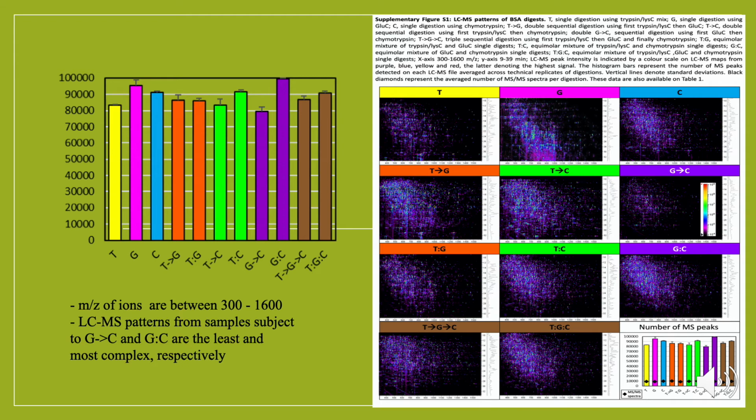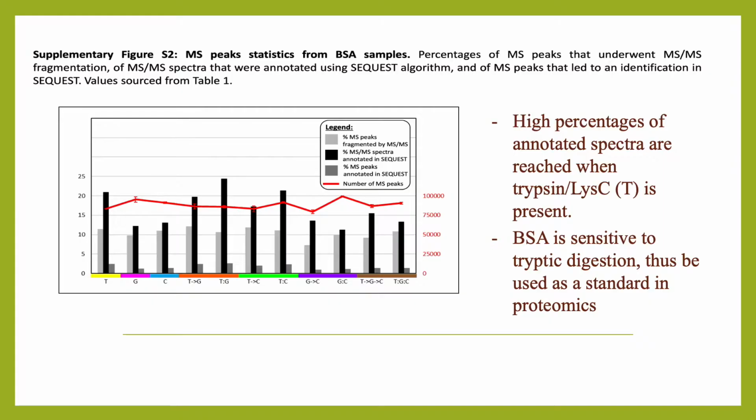Each heat map illustrates the distribution of all the MS peaks with a mass-to-charge ratio between 300 and 1600 as a result of a certain digest. As can be seen, the patterns observed with G to C and GC are the least and the most complex respectively. However, the digestion mixture with the most abundant peaks does not necessarily have more meaningful data.